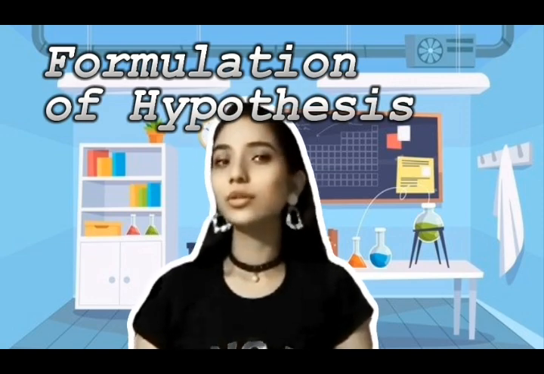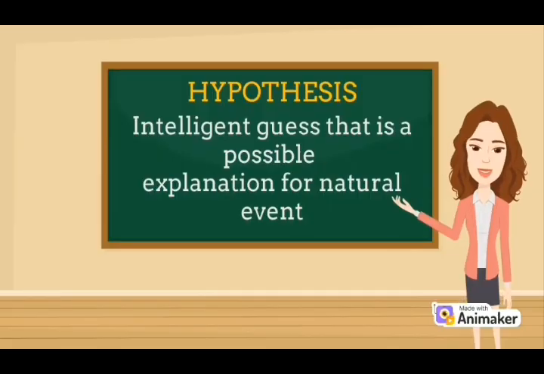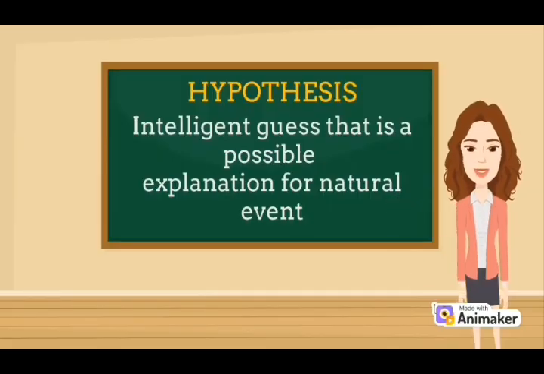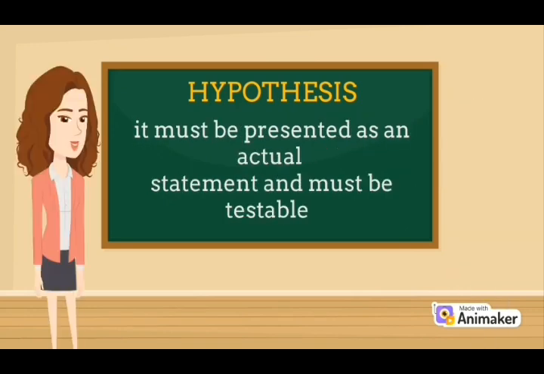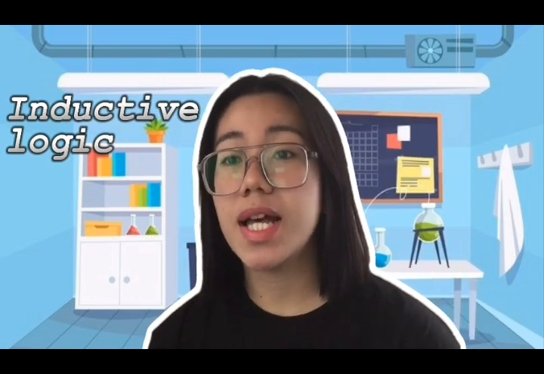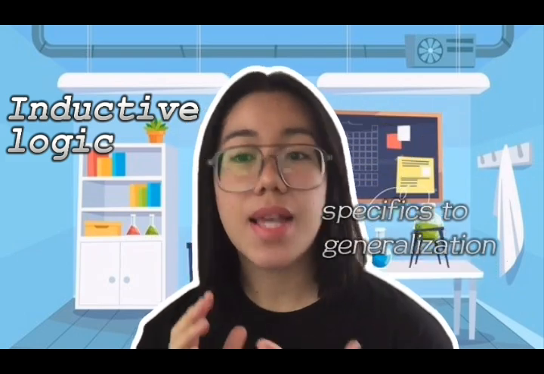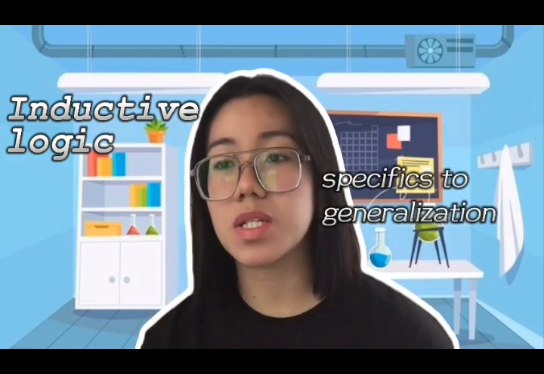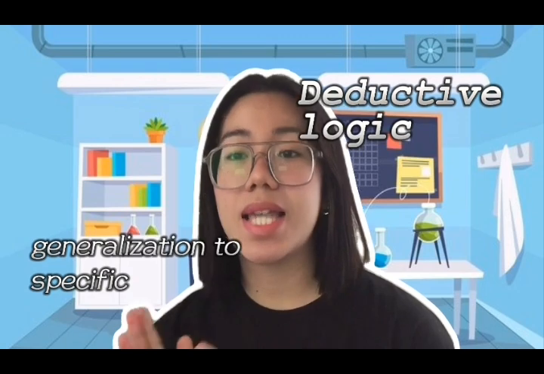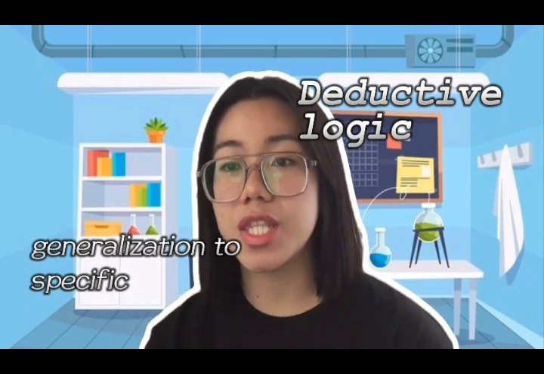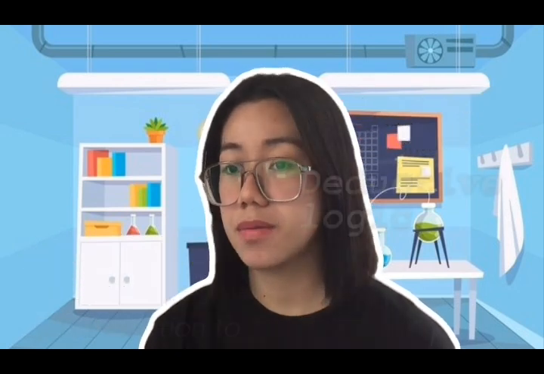Scientists use reasoning to come up with a hypothesis, which is defined as an intelligent guess that is a possible explanation for a natural event. It must be presented as an actual statement and must be testable. Hypothesis uses 2 types of logic, inductive logic and deductive logic. Inductive logic involves specifics to generalization, while deductive logic proceeds from a generalization to specifics.